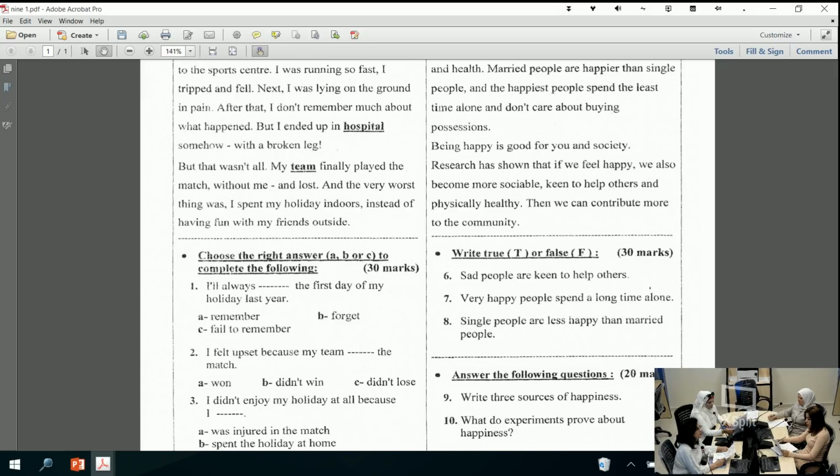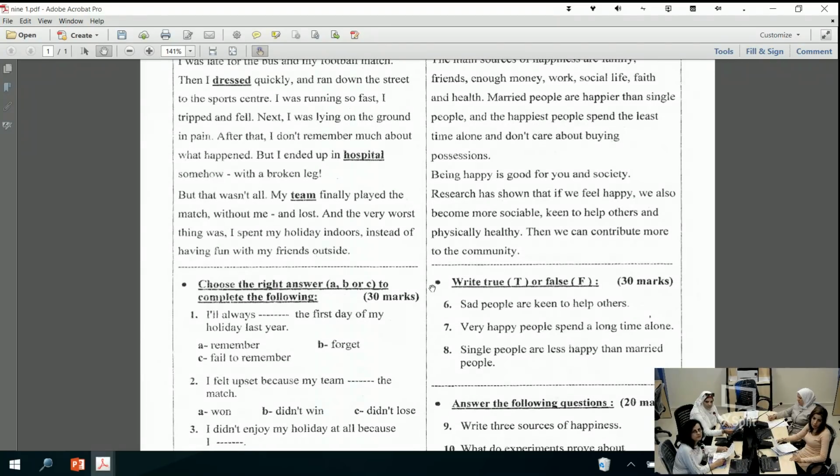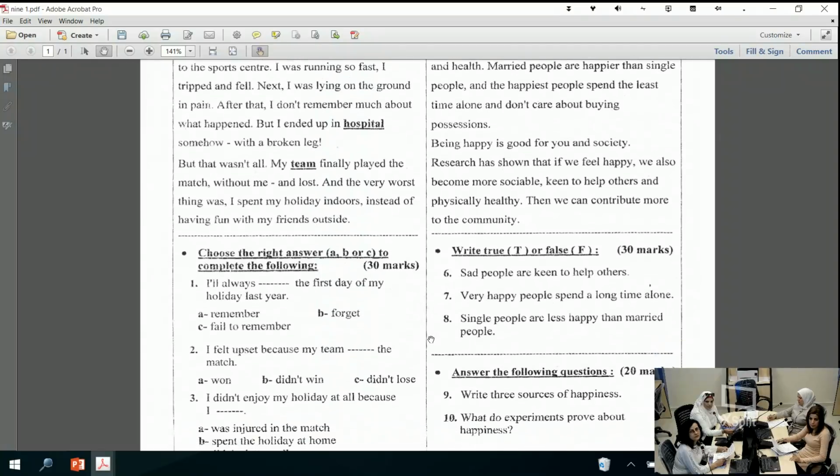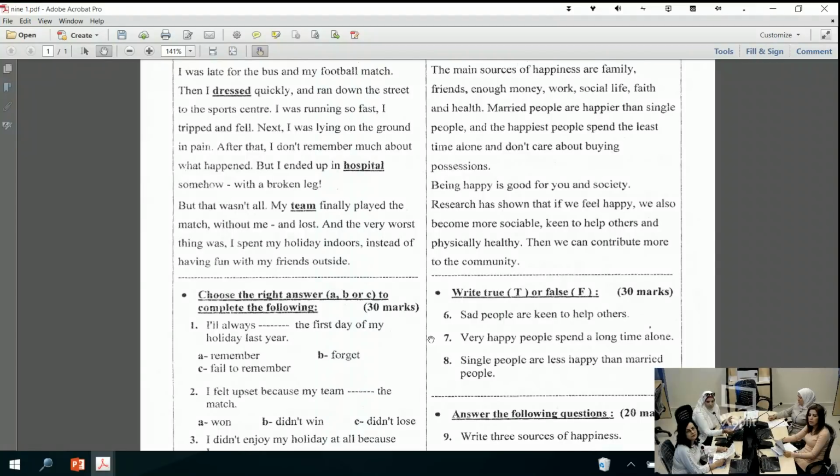It's false. We talked about this. We said here happy people are keen to help others. So this is false. Number 7, Miss Sabir. Very happy people spend a long time alone. No, because happy people spend a long time with other people. They socialize. Here it is false. The happiest people spend the least time alone. So number 7 is false as well. We have 2 false sentences.